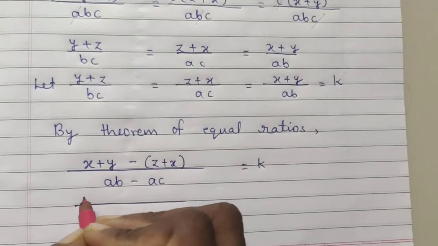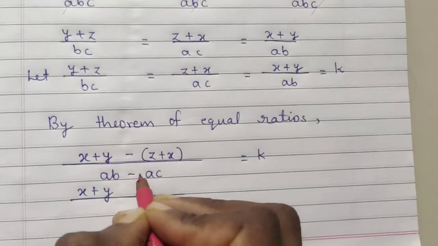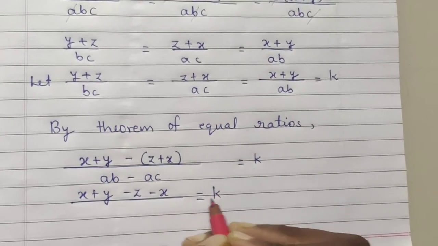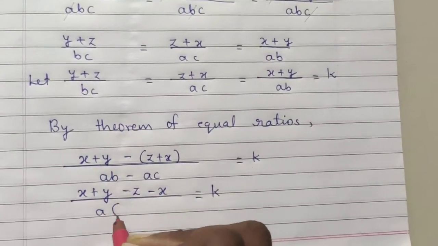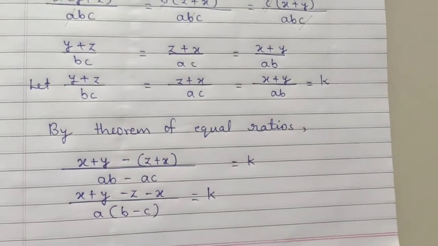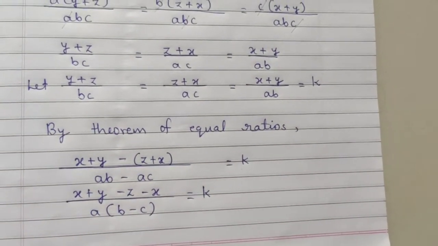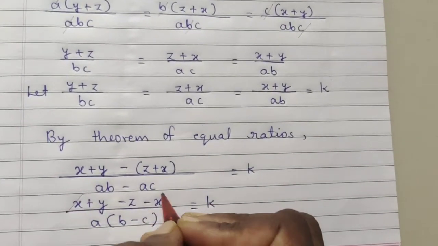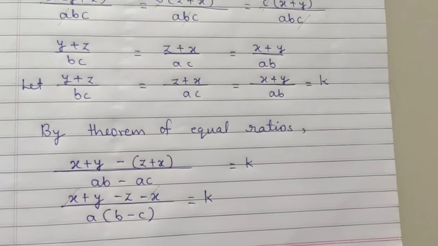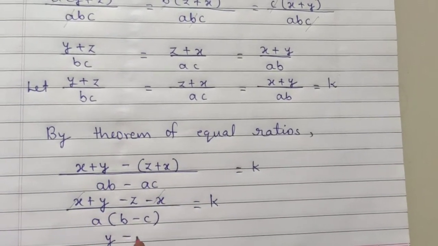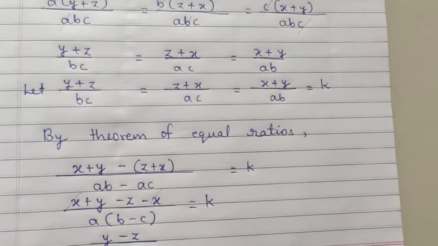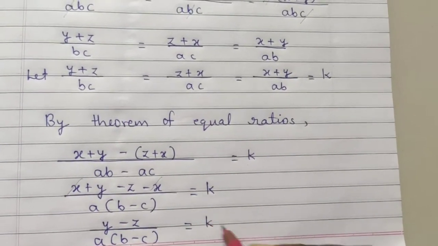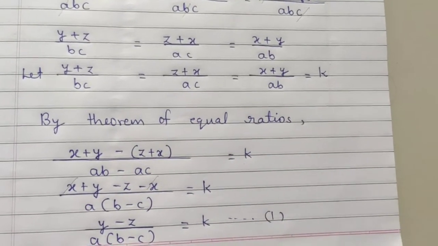Okay, so first we are going to open the bracket. So this becomes minus z and minus x. Okay, and here you can take a common. So you are going to get b minus c. Now see, this is x, this is minus x. So you can cancel out this x and minus x. So you are left with (y minus z) upon a bracket (b minus c) equals to k. Call it equation number 1.